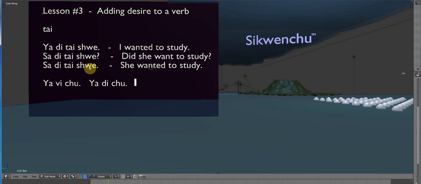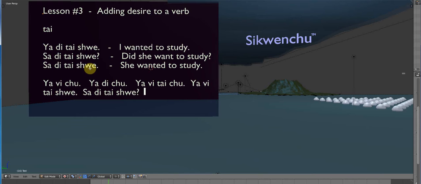How about I have wanted to go? Ya vi tai chu. I have wanted to go. I have wanted to study. Ya vi tai shue. I have wanted to study. Did she want to study? Sa di tai shue?